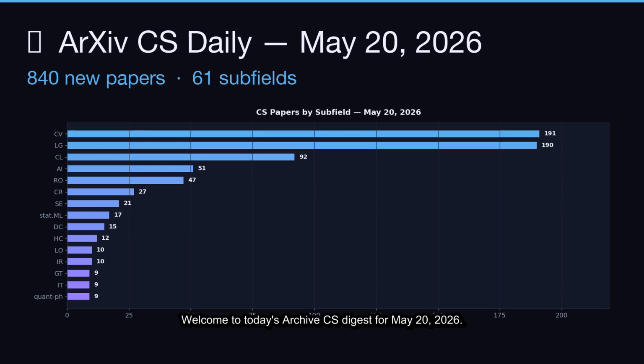Welcome to today's ArXiv CS Digest for May 20th, 2026. We received 840 new computer science papers today across 61 subfields. Let's dive into the top picks.